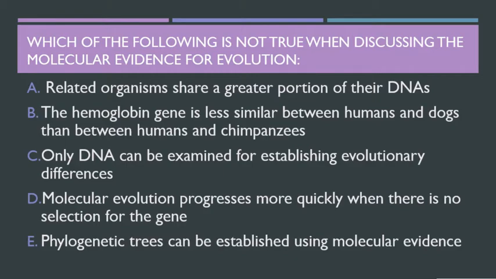So your first question is this: which of the following is not true when discussing the molecular evidence for evolution? A, related organisms share a greater portion of their DNA. B, the hemoglobin gene is less similar between humans and dogs than between humans and chimpanzees. C, only DNA can be examined for establishing evolutionary differences. D, molecular evolution progresses more quickly when there is no selection for the gene. And E, phylogenetic trees can be established using molecular evidence.